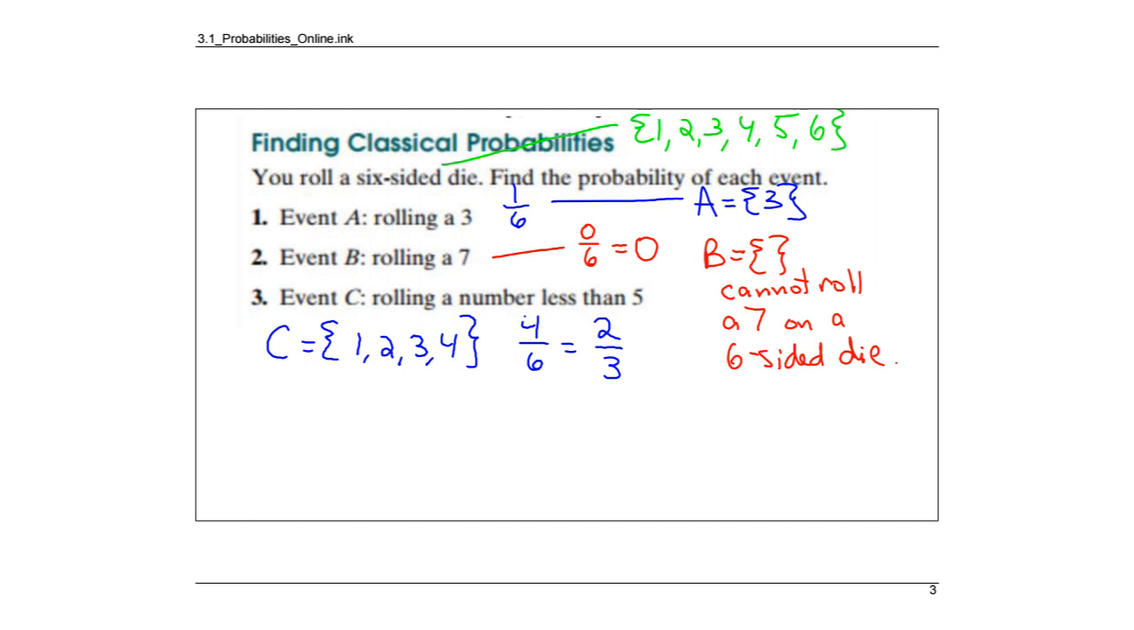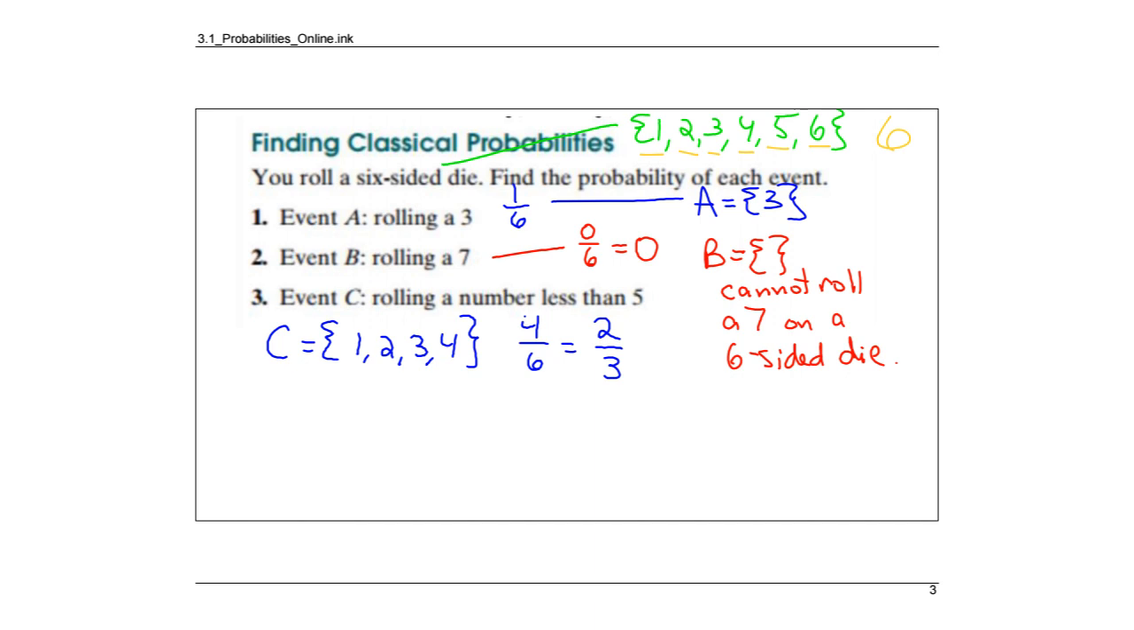Okay, so we have a six-sided die. We know with a six-sided die that each side has a different number on it, right? And so our outcomes are 1, 2, 3, 4, 5, or 6. So we have 6 total outcomes. That's going to be our denominator.